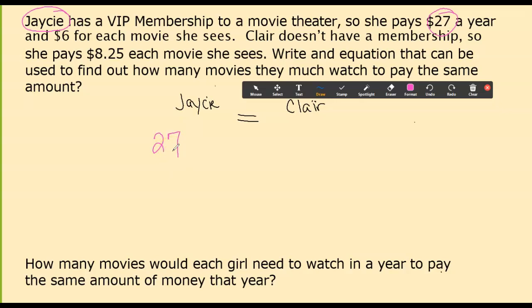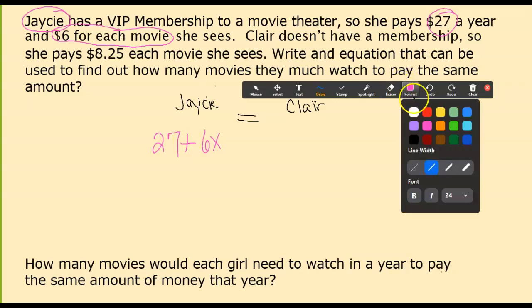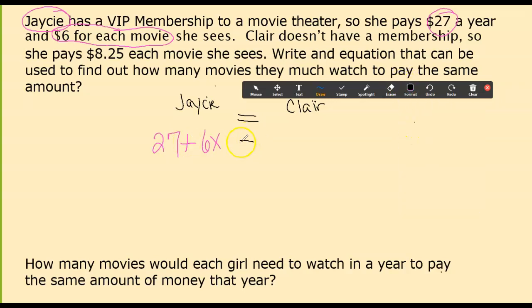All right, what else does she pay? $6 for each movie. Do I know how many movies? She pays $6 for every movie. Now, am I adding that cost of the movies or am I subtracting it? Adding it, because I have to pay both of these if I'm JC. So we have all of JC's information.